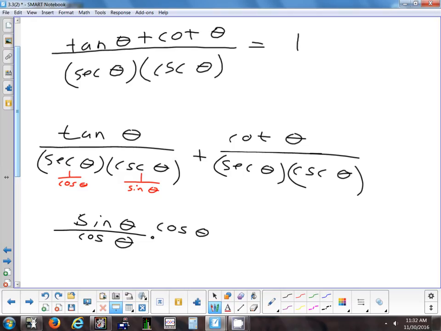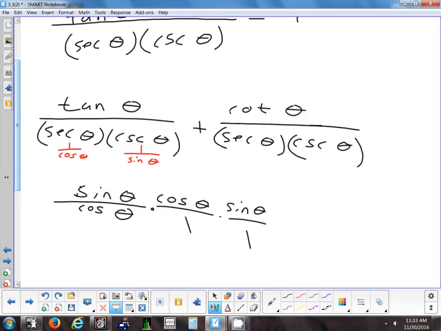So instead of dividing sine over cosine by 1 over cosine, I'm going to flip 1 over cosine. And instead of dividing by 1 over sine, I'm going to flip it and make it sine over 1. Wait, we don't need to change the sine. You can leave it 1 over sine and cancel out the sines. I can cancel out something, but not the sines. Those aren't connected. They're 2 different things.